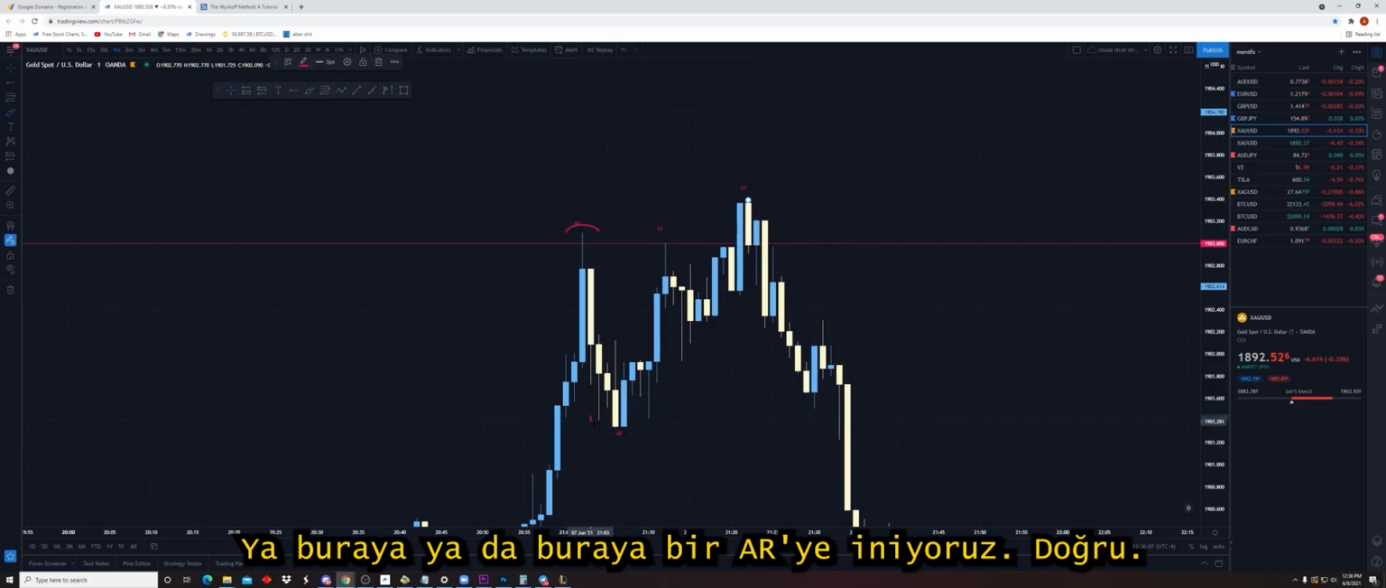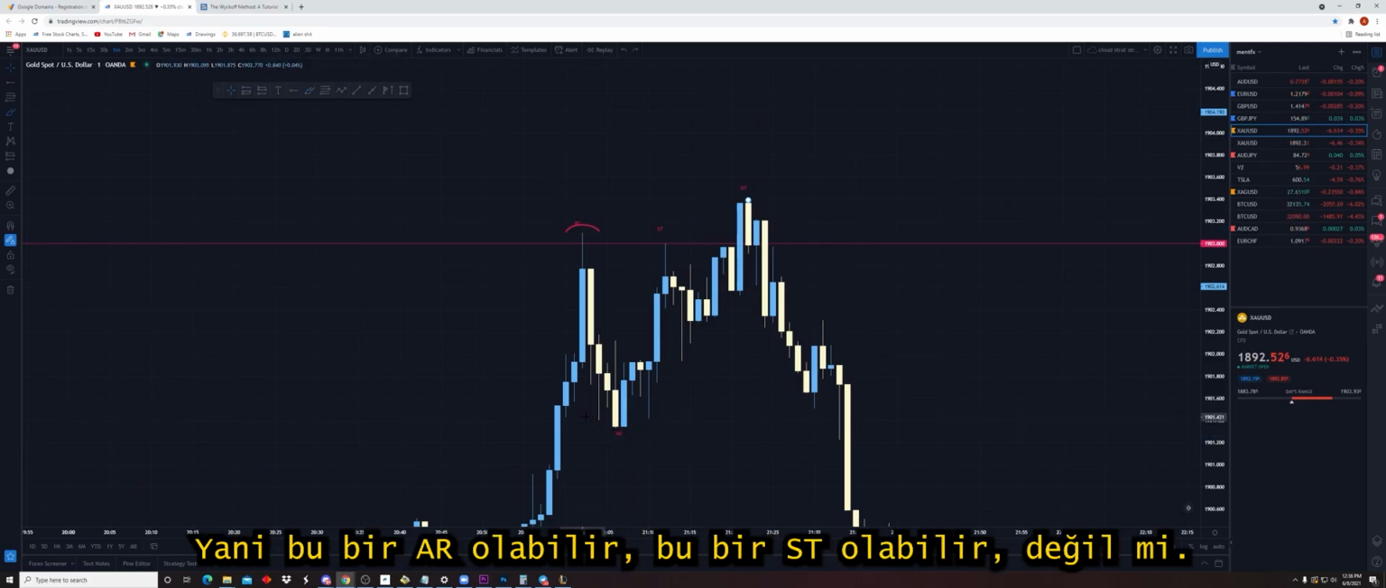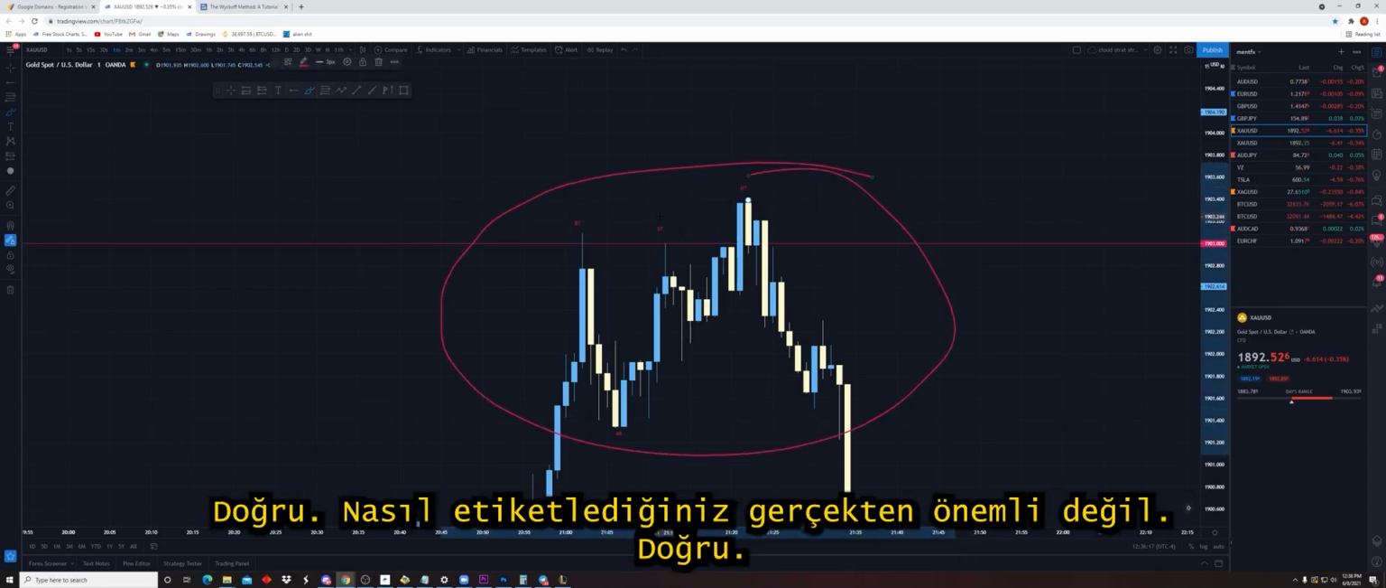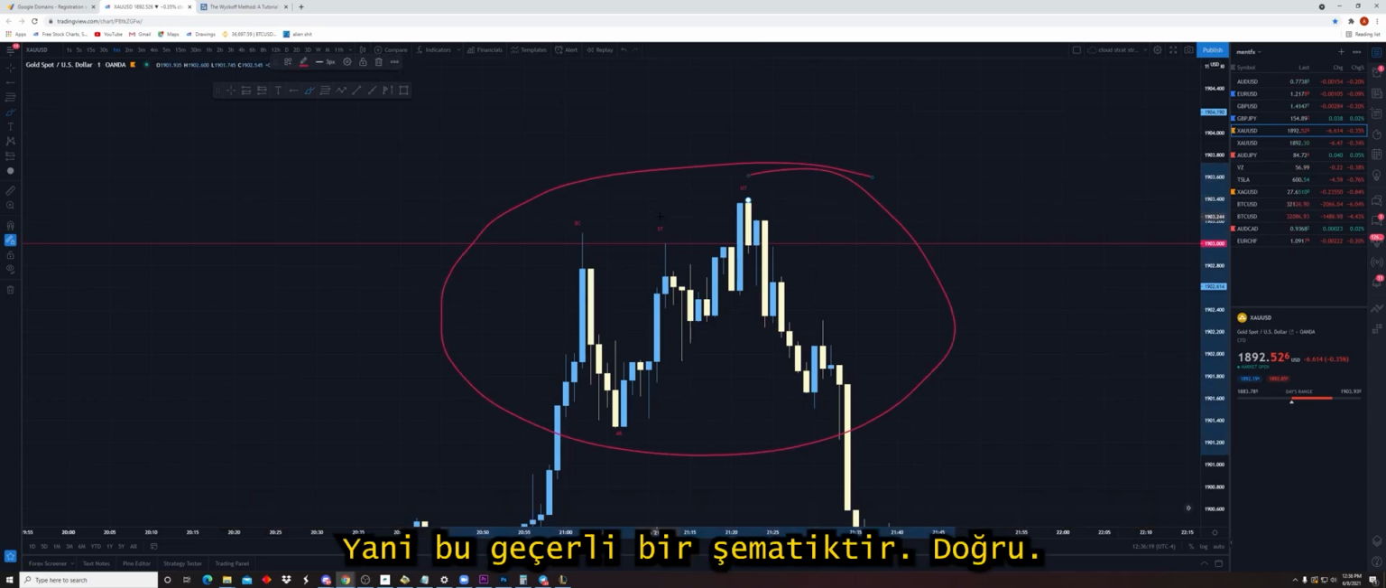We come down to an AR either here or here, right? So this could be an AR. This could be an ST, right? And this could be a UT and a UTAD. So this is honestly, at the same time, a type 1 and a type 2 schematic, right? The way you label it does not really matter, right? So this is a valid schematic.